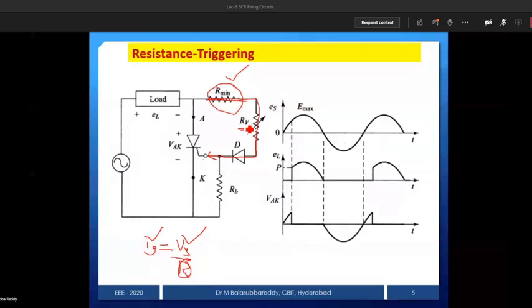Because the supply peak is E maximum. That is the maximum voltage available, the worst-condition voltage. And in the worst condition, what current can pass? Ig maximum. Then what is the resistor I have to place? Anybody? R minimum. R minimum is always greater than or equal to E max divided by Ig maximum.